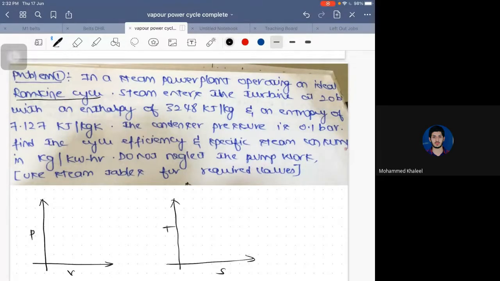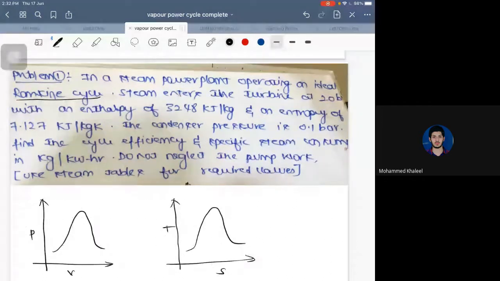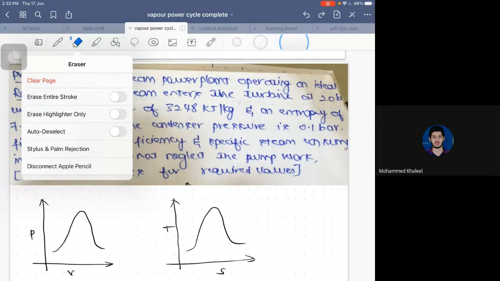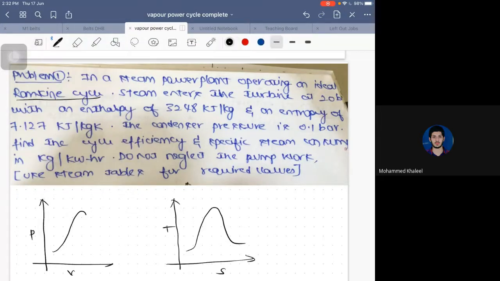Okay. Since this is a Rankine cycle, and there is a change of phase involved, you have to draw this as well, including the phases. So how the Rankine cycle would look is something like this. I will draw it in. So this is an expansion process. So this is what happens.